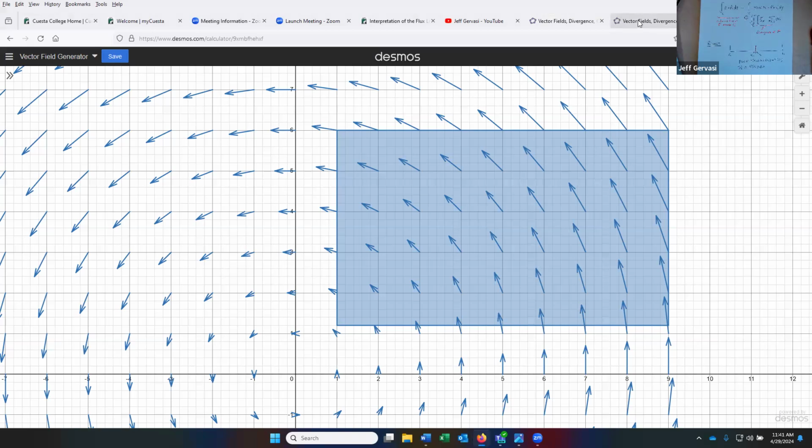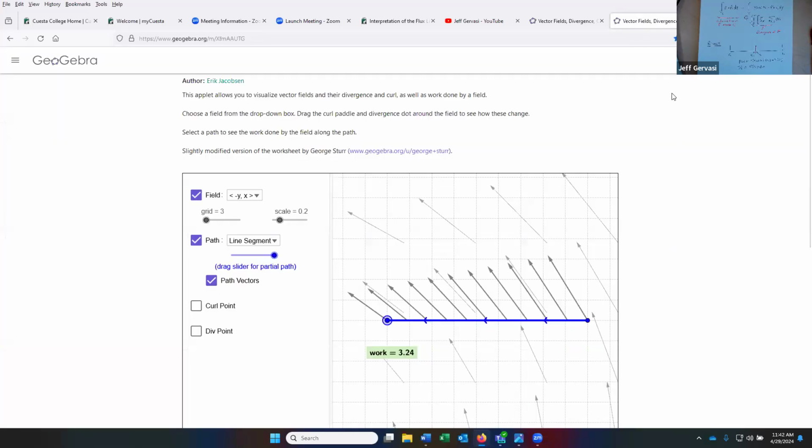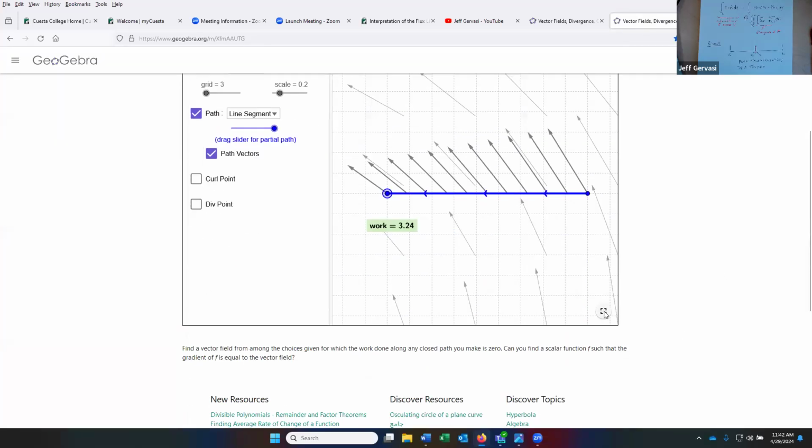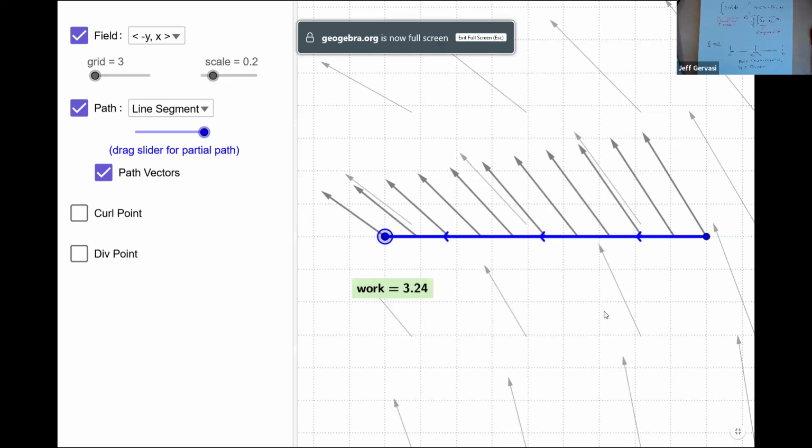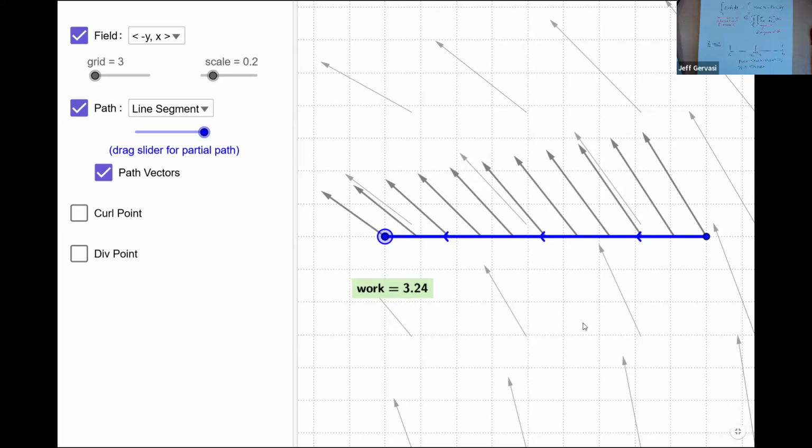And one other thing I want to show you about the smallness of the sides of those rectangles and where the recall of the Riemann sum was coming from. Take a look at this. Now, look at that line segment and look at the arrow. Some of the field arrows are actually touching the curve itself. Watch what happens when I shrink the curve.